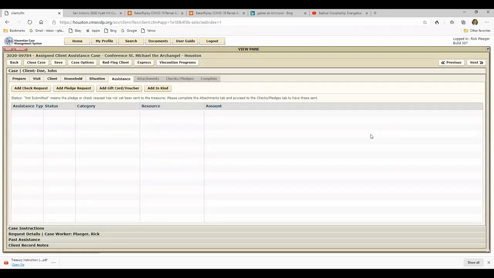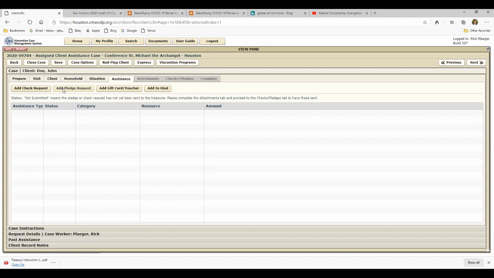Click next. And now you're going to enter the type of assistance. So you've decided that we are going to provide a $300 rent pledge to help this person. So we will be entering add pledge request. The add check request is very seldom used. That is for an emergency where we immediately have to get a check to someone, or it's a situation where Bobby Northrup is helping somebody with utilities and we want to immediately mail a check to the utility company. But most of the time you are going to be adding a pledge request.